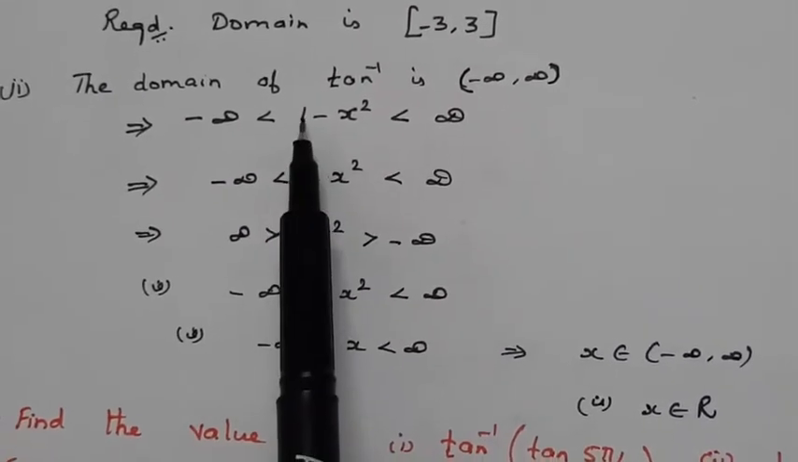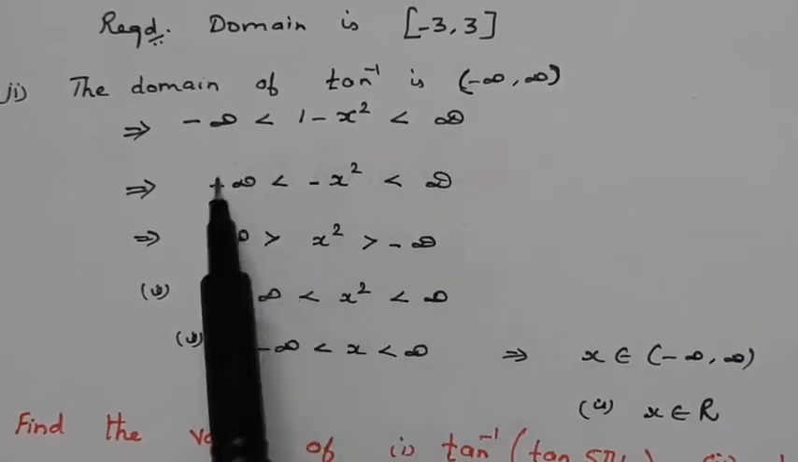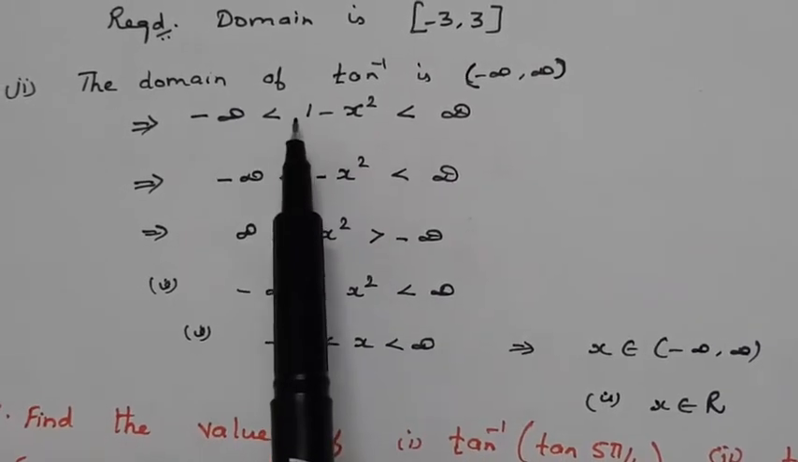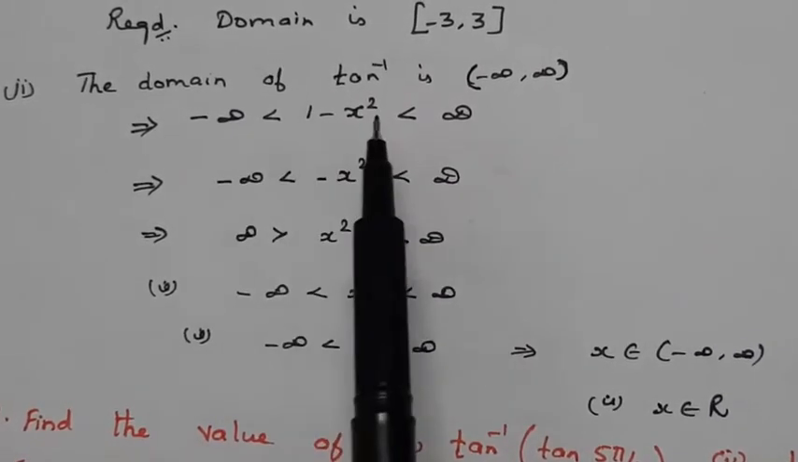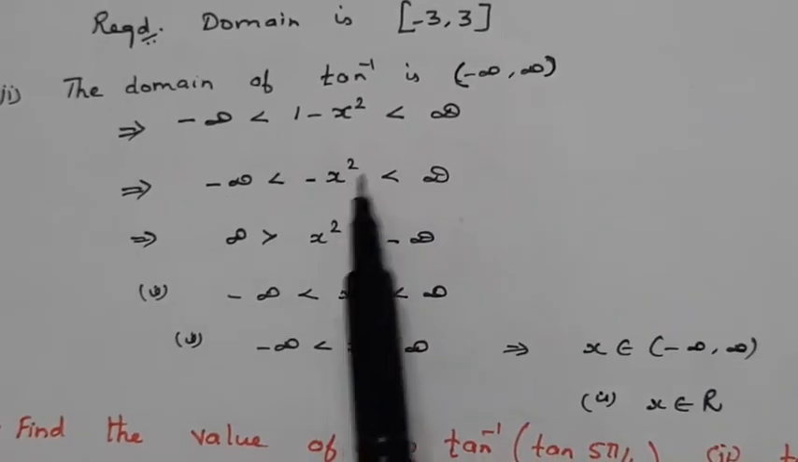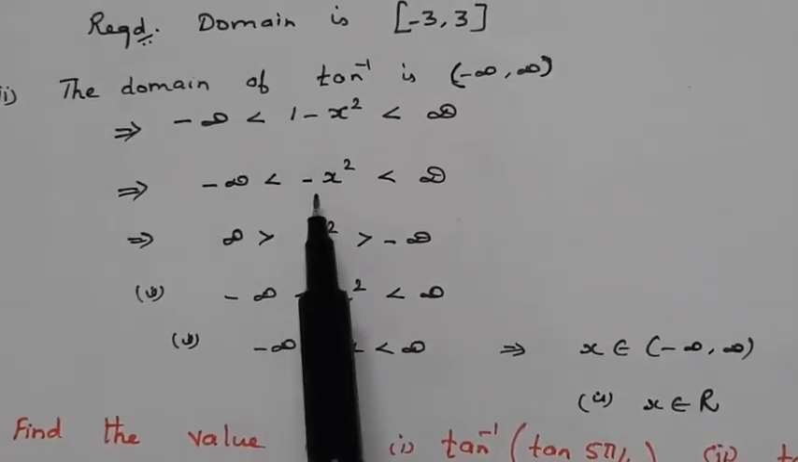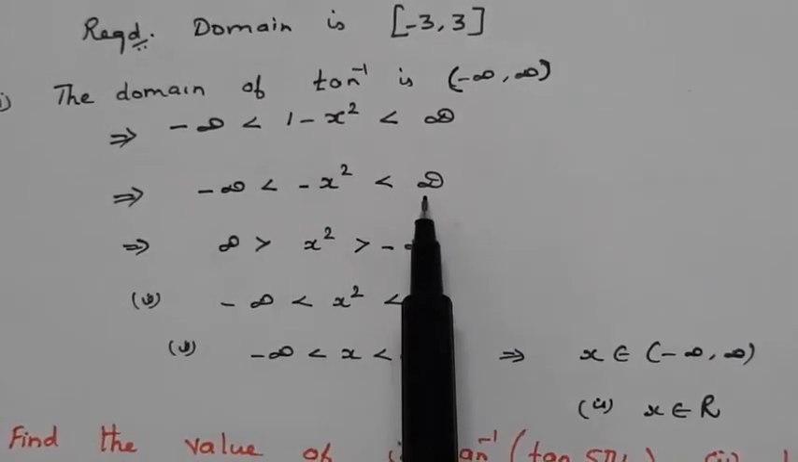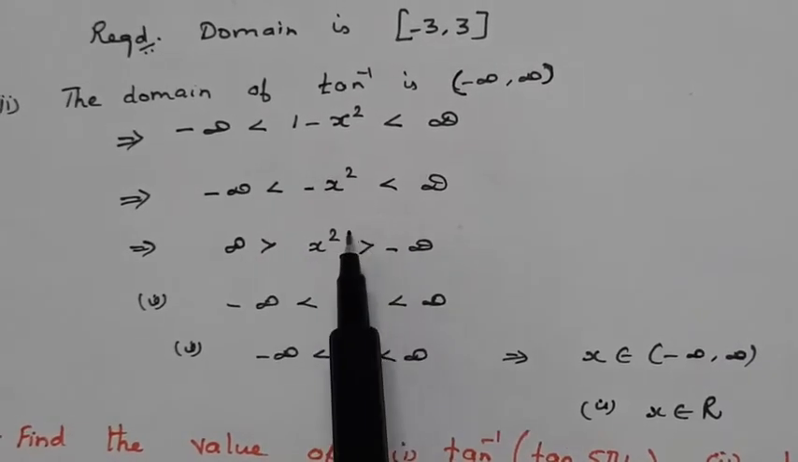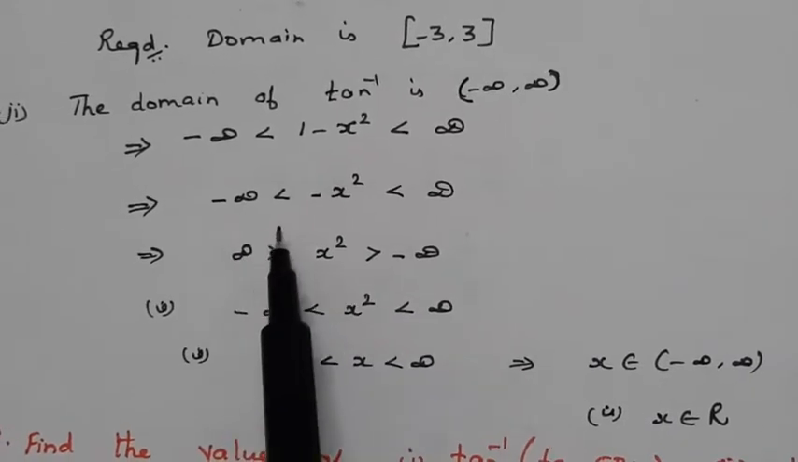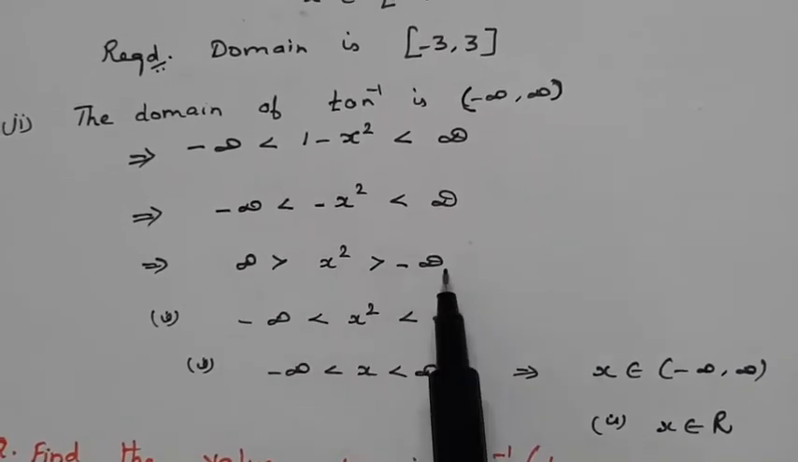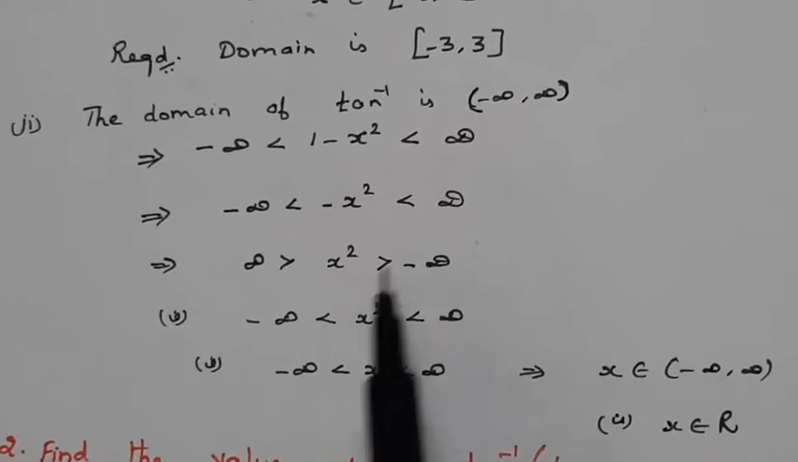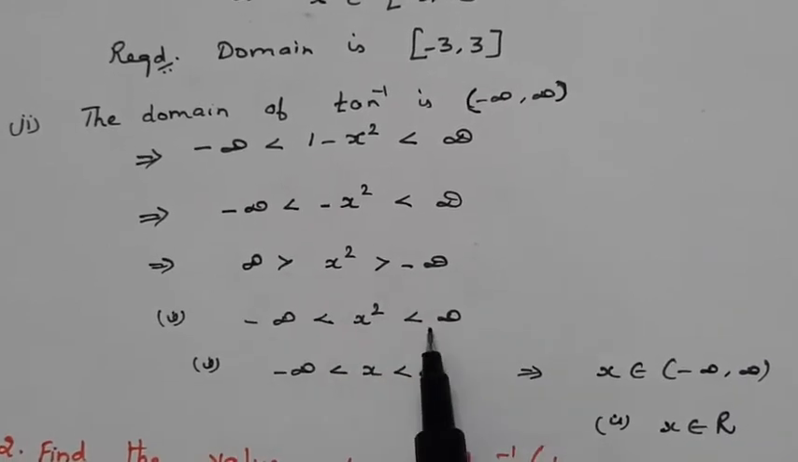Again subtracting 1 on both sides, or throughout. From minus infinity, if you subtract 1, it will again be infinity. So it is minus infinity less than minus x squared less than infinity. So let us multiply throughout by minus. On multiplying throughout by minus, what happens to the inequality? It gets reversed. So this will be plus infinity is greater than x squared is greater than minus infinity. That is, minus infinity is less than x squared is less than infinity.